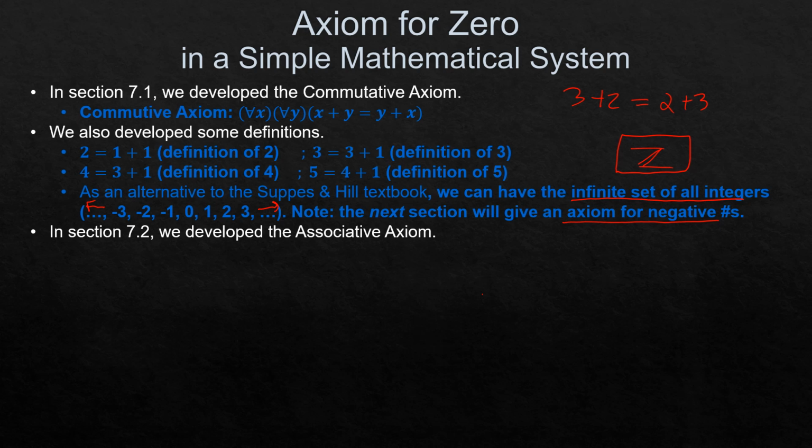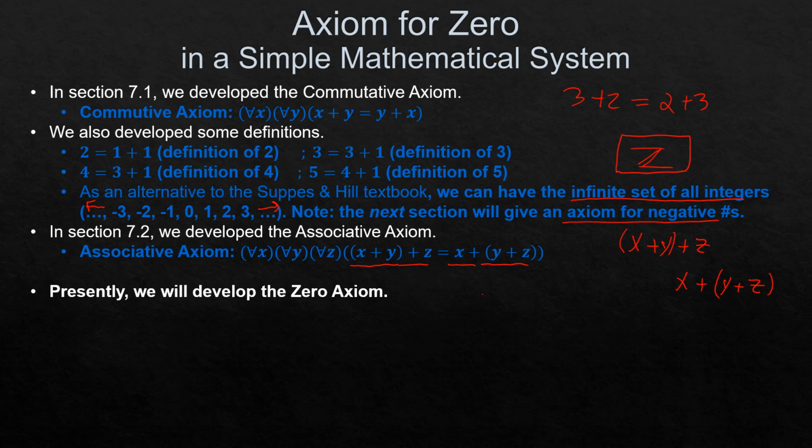Now in section 7.2 we developed the associative axiom. Addition is a binary operation. In that sense, we might think of it as just adding two numbers. But what if we have x plus y plus z? If we're going to keep it as a binary operation, we can add parentheses. But there are two ways to do that. We can group the x and y, or we can group the y and z. So in other words, the associative axiom is for all x, for all y, for all z, parentheses x plus y close parentheses plus z is identical with x plus parentheses y plus z close parentheses.